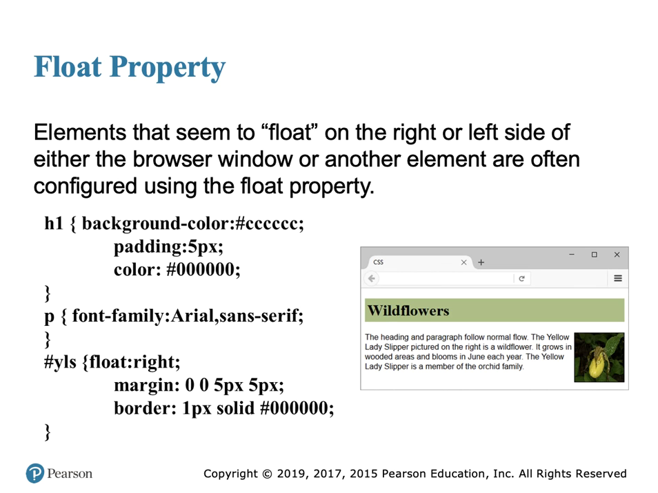The style that is being used to make it float right is float right. Next, they added a little margin, 0 pixels on top, 0 pixels on the right, 5 pixels on the bottom, and 5 pixels on the left to add some space between the paragraph and the image. Next, they added a small 1-pixel solid black border.